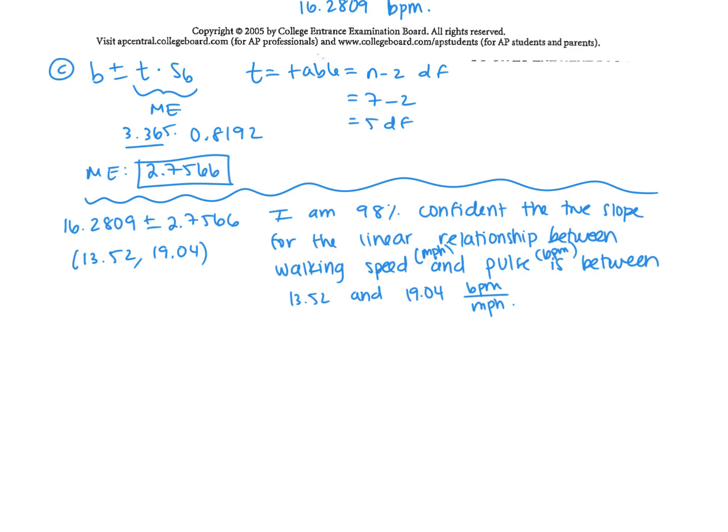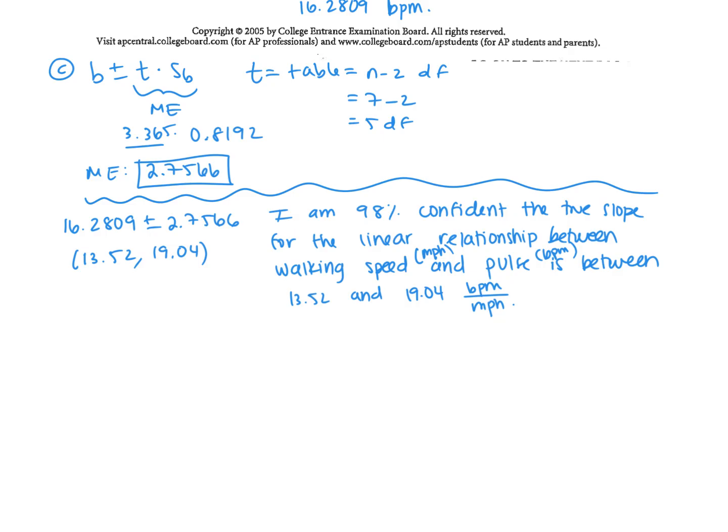Okay, last thing before we take our break. The question says, John believes that as he increases his walking speed, his pulse rate will increase. Can we address that hypothesis based on our interval? John believes that as he increases his walking speed, his pulse rate will increase. Does our interval support that idea?